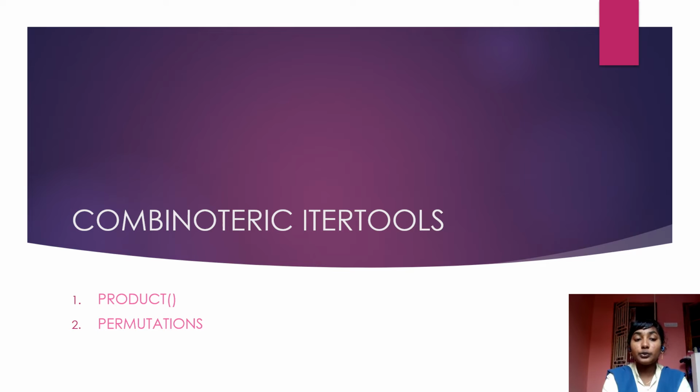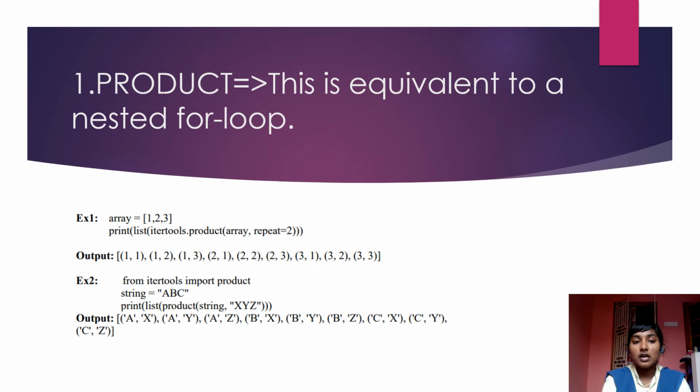Now there are two types of combinatoric itertools. The first one is product, and the second one is permutations. We also have another two modules in it, combinations and combinations with replacement. Now the first module is product and the second is permutations. Here I forgot to write this. Permutations. We'll get a brief idea about these two.